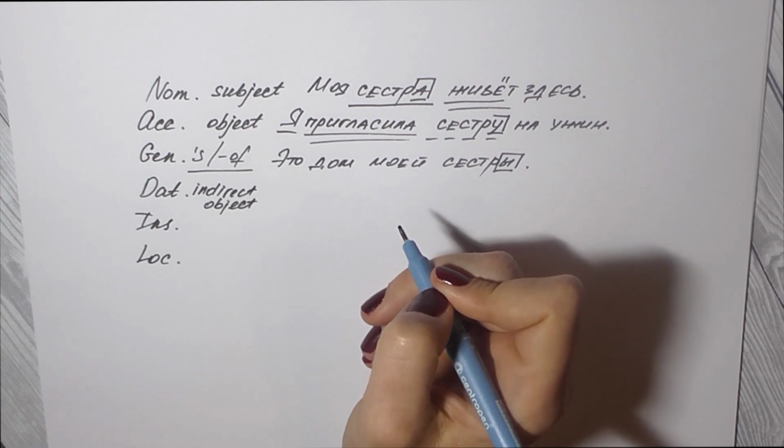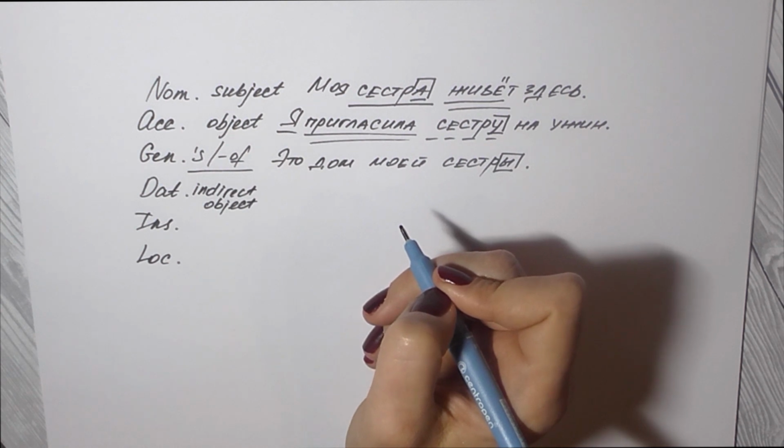For example, in the English sentence, I gave the book to John. The book will be the object because I gave what? A book. But John in this sentence will be the indirect object because I gave it to John, to whom. In Russian, it's the function of the dative case.